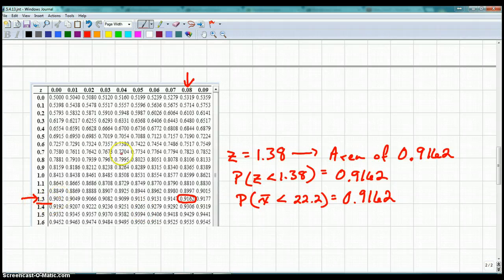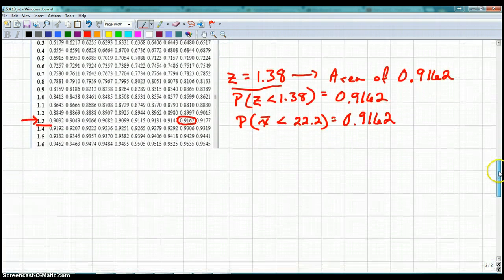So now that we found 1.38 as a z-score in the table, we find that the probability, or the area under the curve, is 0.9162. So we see that z is equal to 1.38, area of 0.9162. So the probability that z is less than 1.38 is equal to 0.9162. And that equates to a probability that the mean x bar is less than 22.2 is equal to 0.9162. And that will be the answer that my stat lab is looking for.